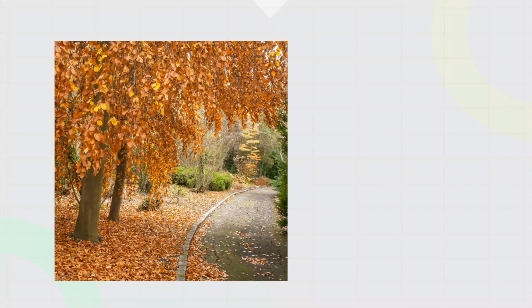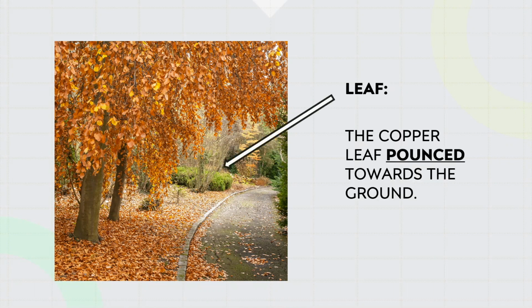Let's put this into practice. If we're given the task to describe a leaf, we could use animalistic imagery to say, the copper leaf pounced towards the ground. This is animalistic imagery as pouncing is an action cats usually do, and it's trying to imply that the leaf fell to the ground.